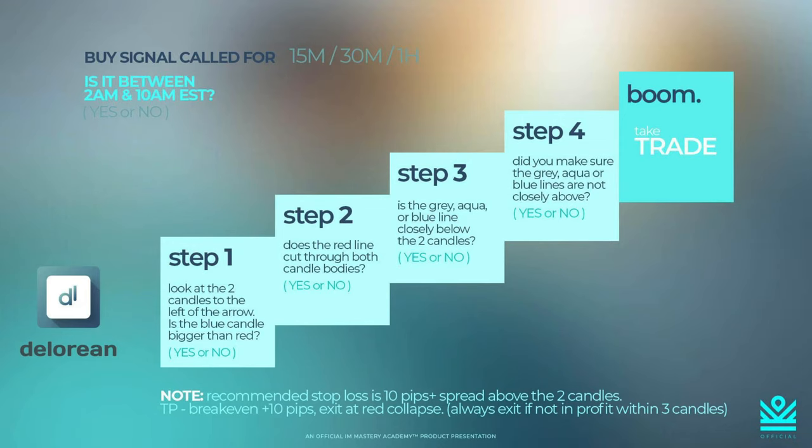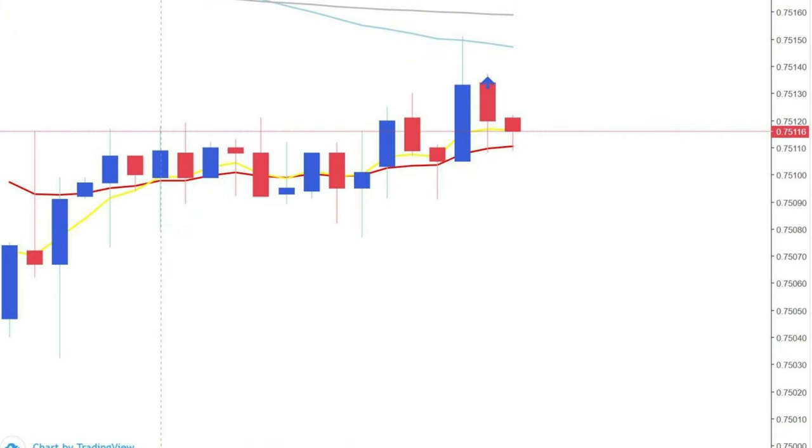Step number two says, does the red line cut through both candle bodies? So we take a good look. Remember what I said: the big chunky thing. That's a wick, not a chunk. What we are focused on is the big chunky thing. When you look at that, notice that the red line cuts through the blue candle, but the red line does not cut through the red candle.